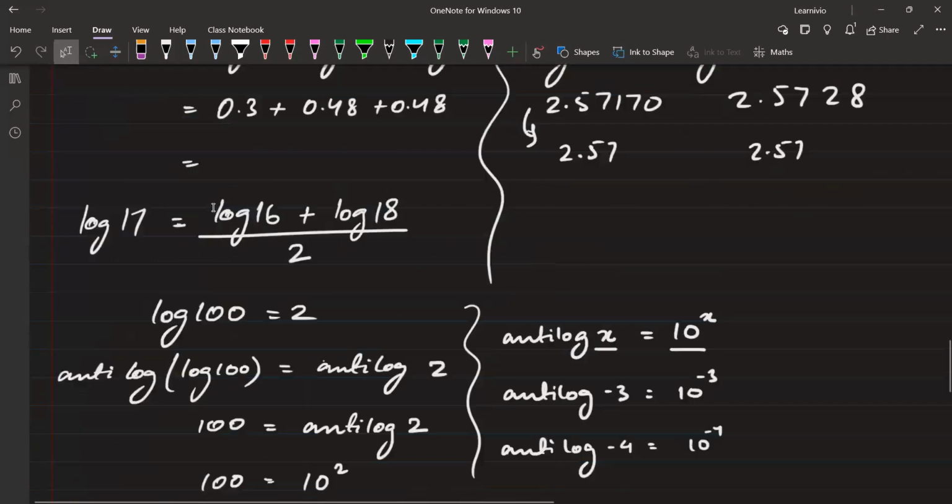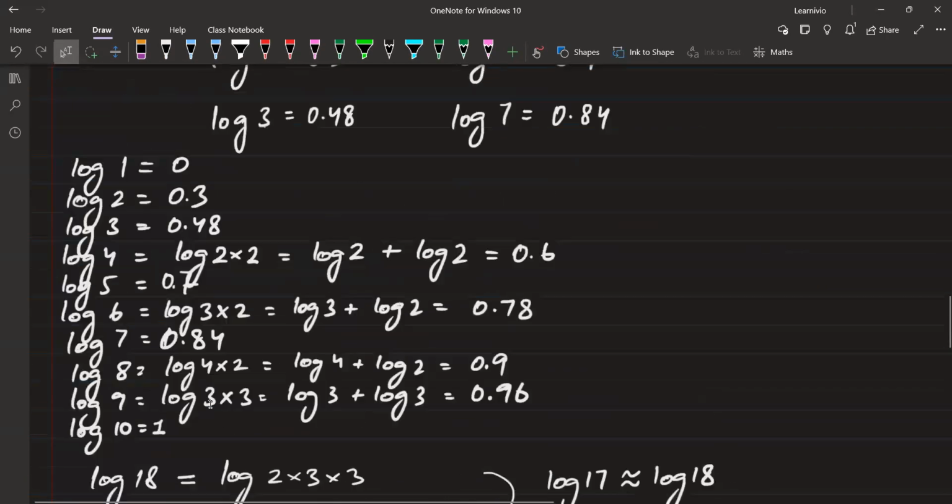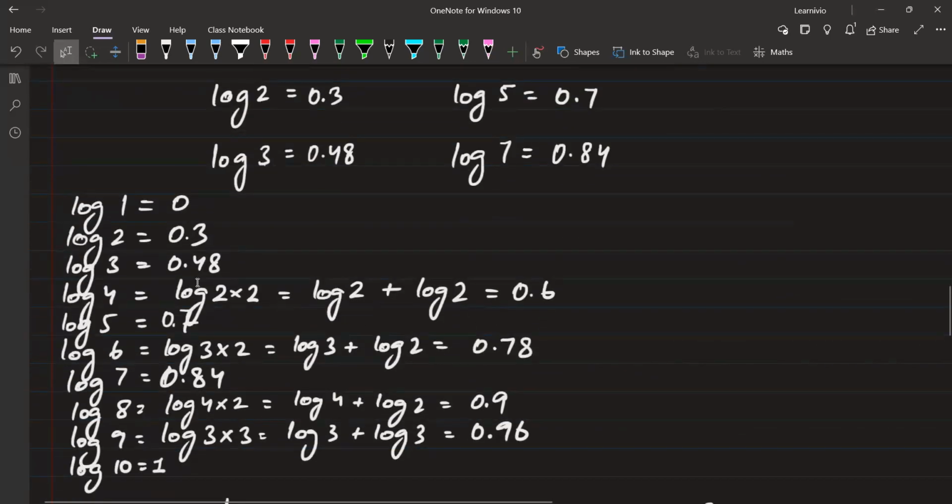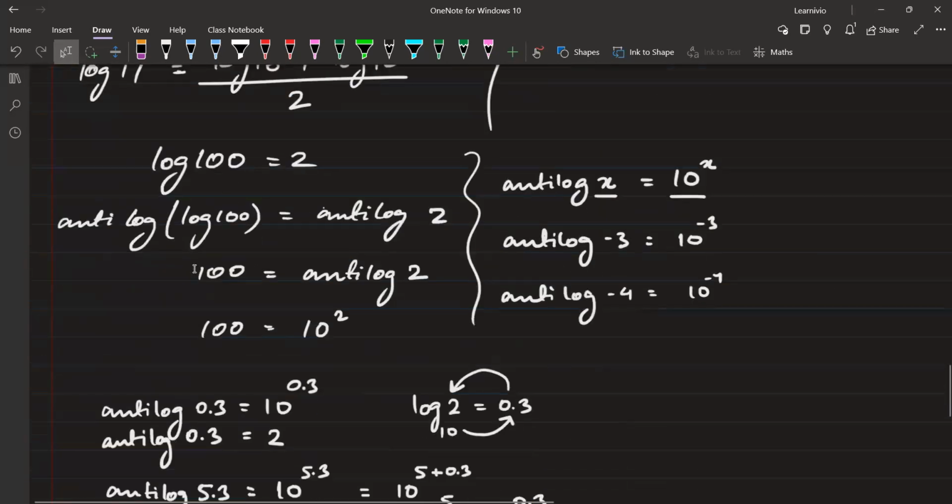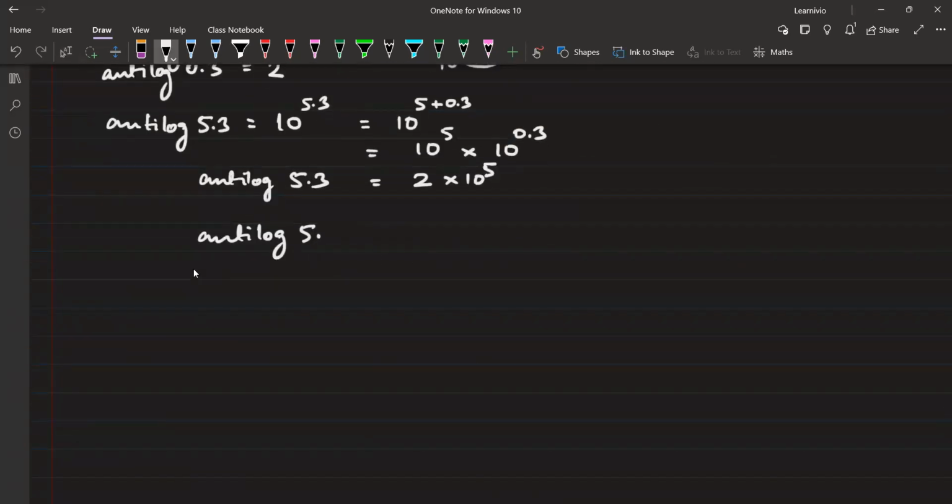But if you have 0.4, you don't have anything anywhere closer to 0.4. 0.3 and 0.4 is very far away. 0.4 and 0.48 is also quite far away. Then what to do? ध्यान से देखिए, उसमें भी approximation करेंगे. I don't know how to use log table. So at least I will write this till here: 10 to the power 5 into 10 to the power 0.4. Can I write till here? Yes or no? Please tell me.